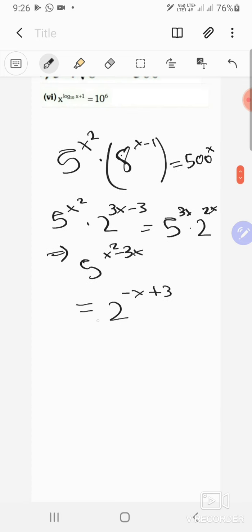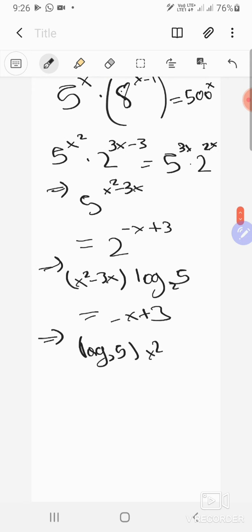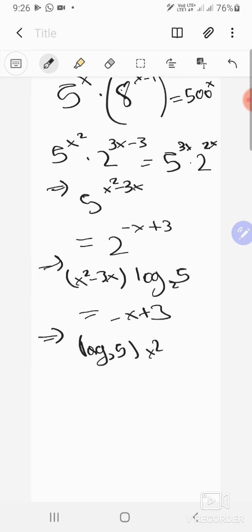Okay, so what now? I'll just take log base 2 on both of them, so that will give me x squared minus 3x into log base 2 of 5 is equal to negative x plus 3. So log base 2 of 5 into x squared, and then you have this thing, so plus x into 1 minus 3 log base 2 of 5, plus 3, okay, wait, minus 3 equals 0.